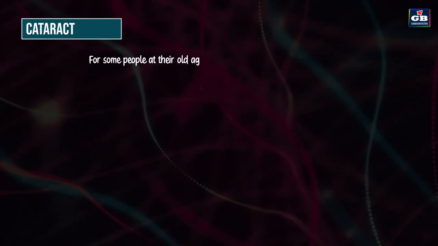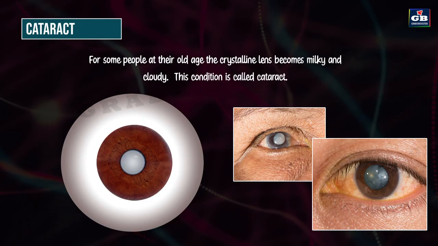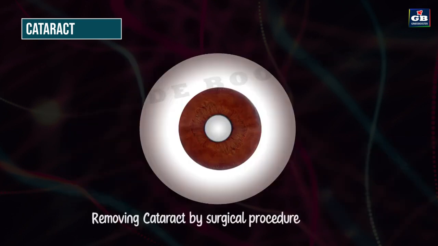Cataract. For some people at their old age, the crystalline lens becomes milky and cloudy. This condition is called cataract. Cataract causes partial or complete loss of vision. This can be corrected by a cataract surgery. That is, by means of surgery, they will remove the milky and cloudy parts of the eye lens.